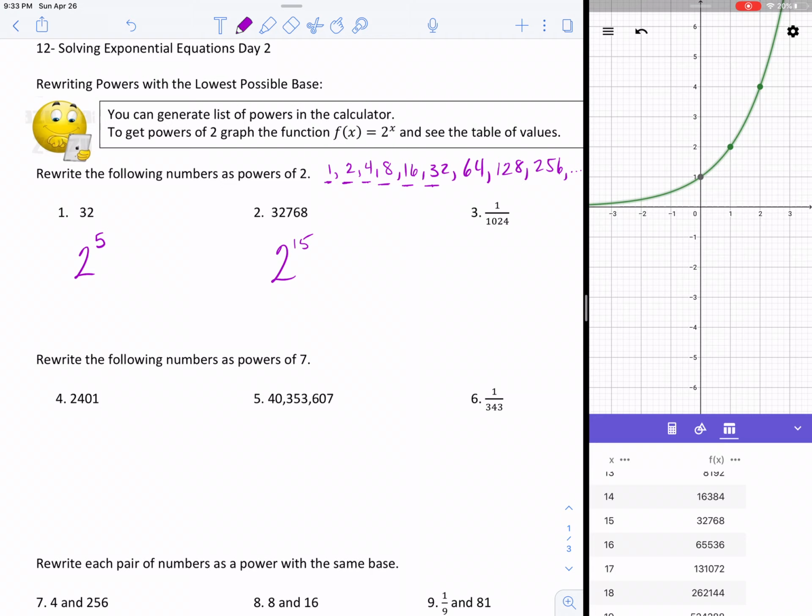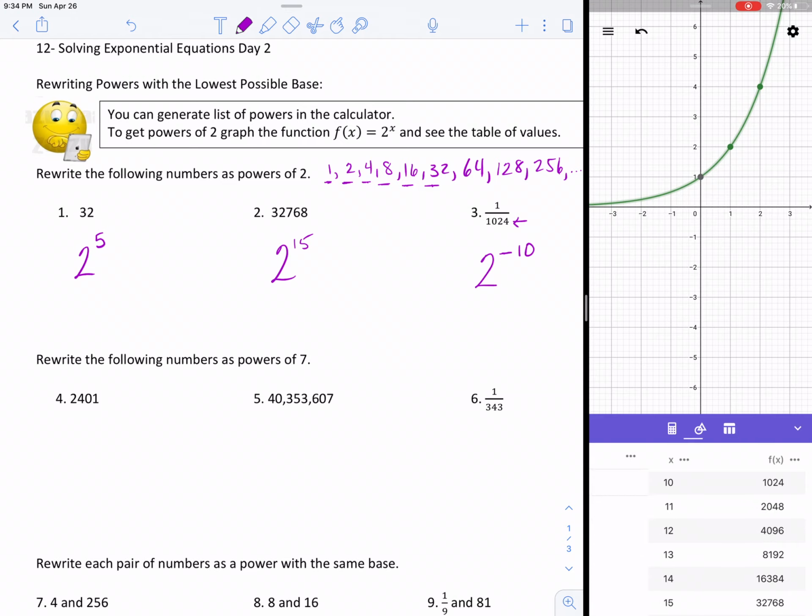How about 1 over 1,024? Well, anytime it's in the denominator, that means the exponent's going to be negative. But now let's find what input gives us an output of 1,024. I see when x is 10 on the list. Do you see in the calculator screen? When x is 10, right on top, y is 1,024. So that means 2 to the 10th power is 1,024. 2 to the negative 10th power would be 1 over 1,024. So that's rewriting numbers as a power of 2.